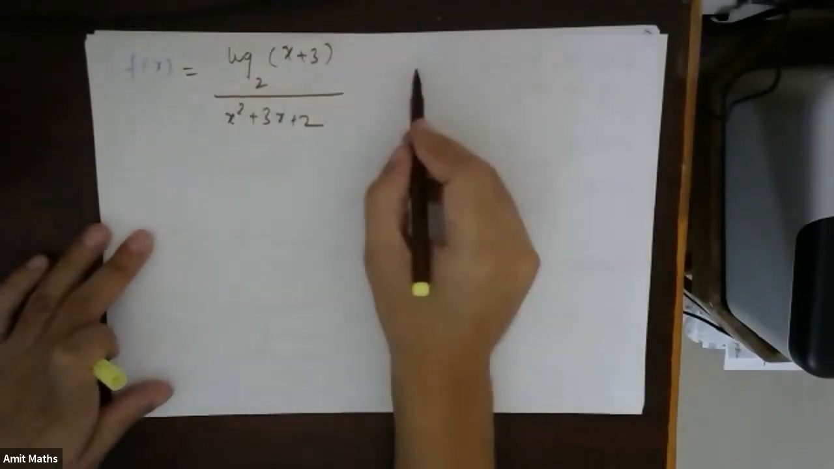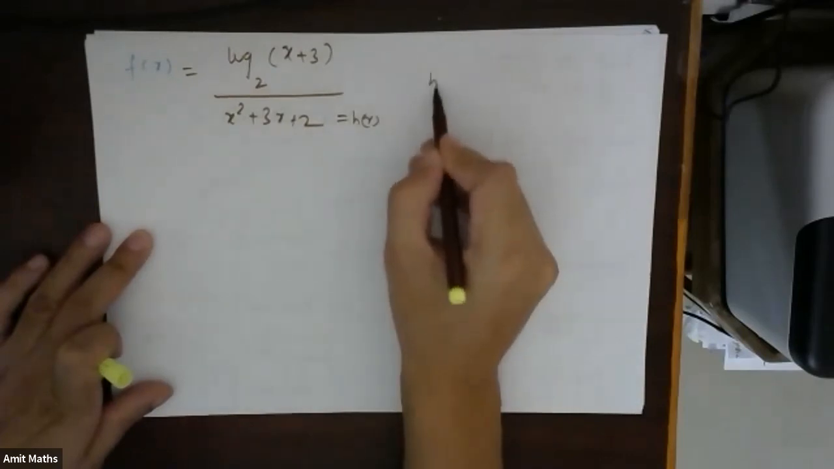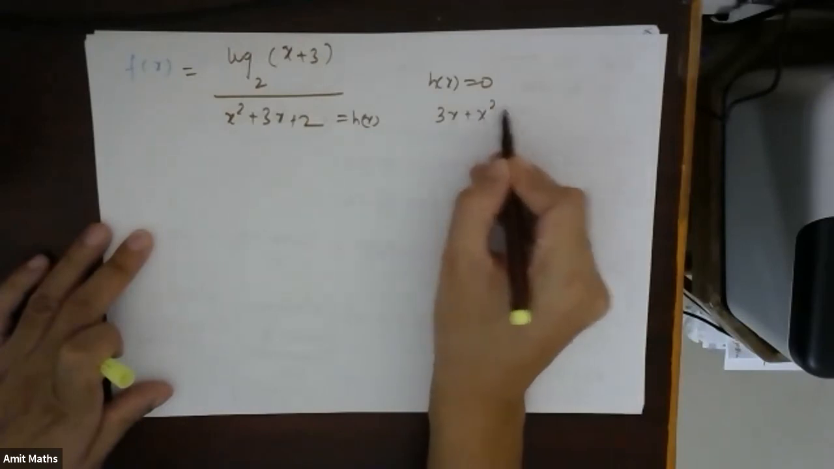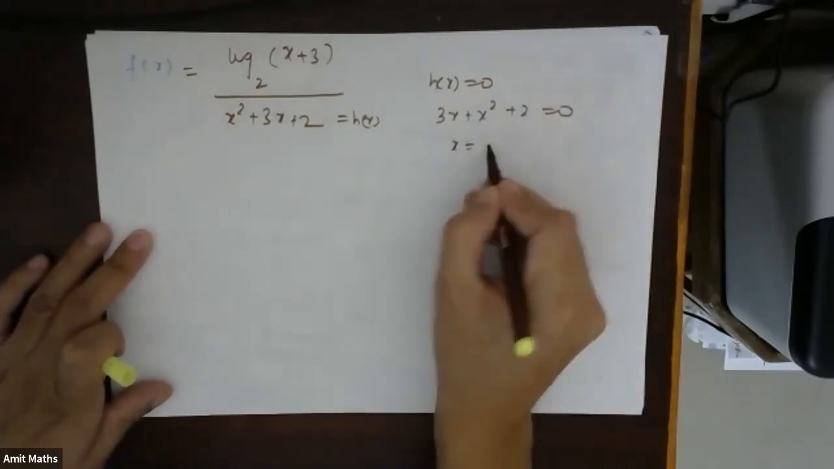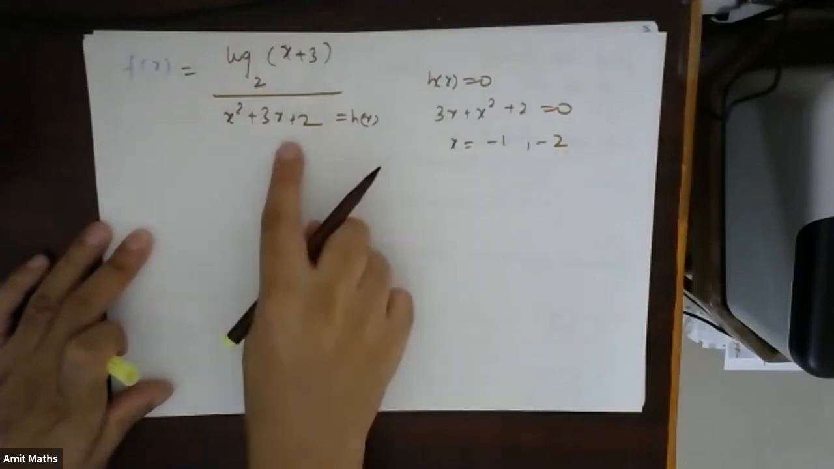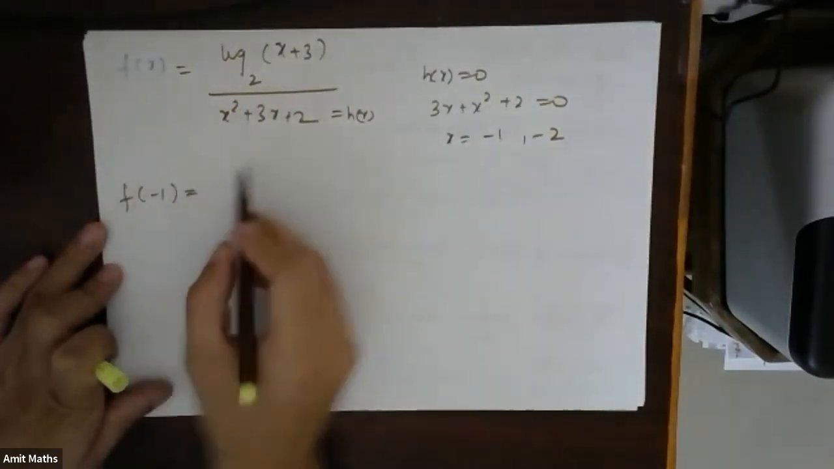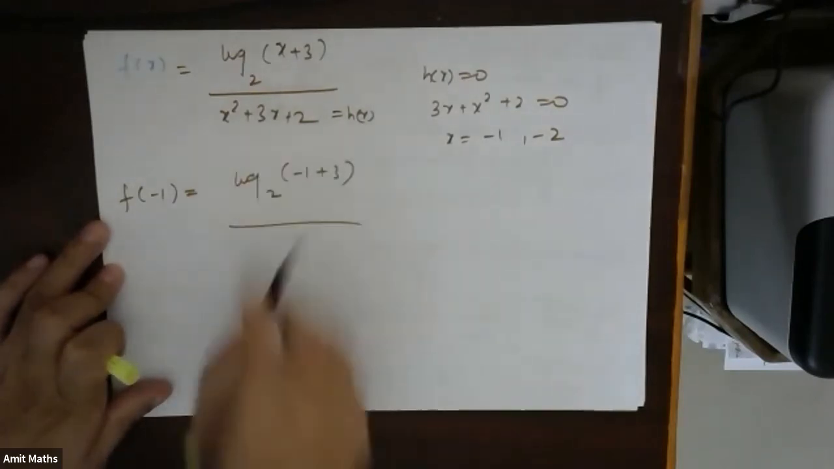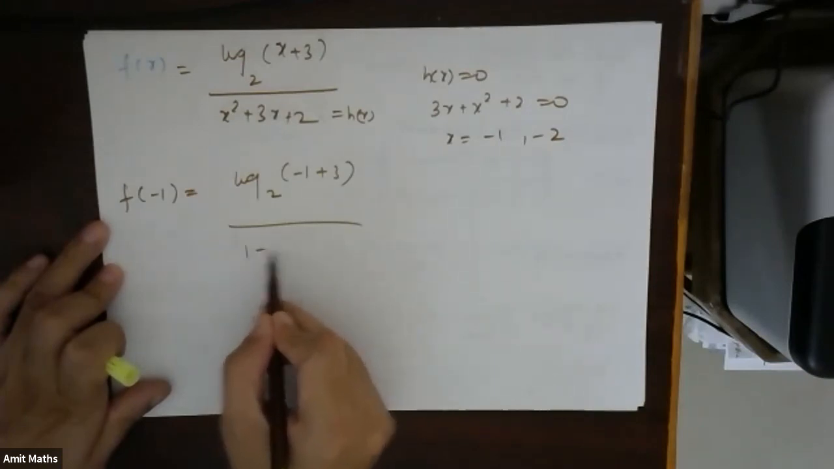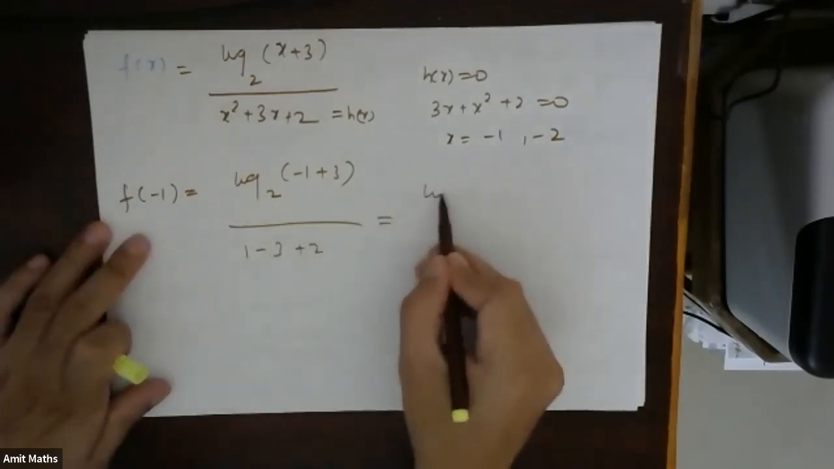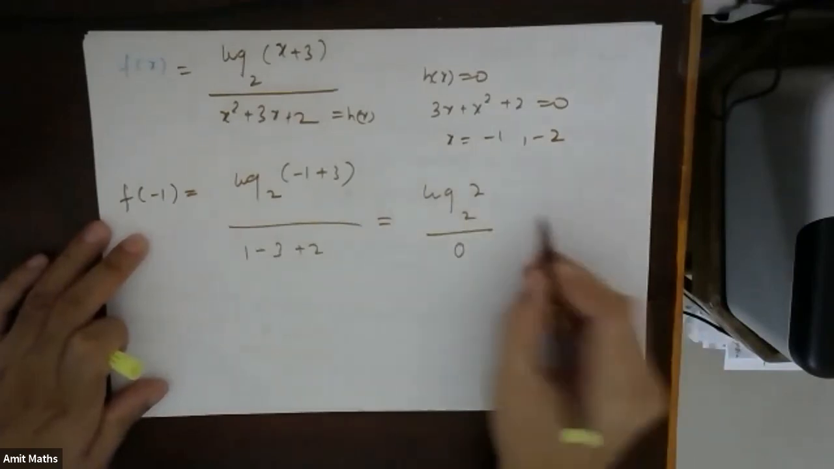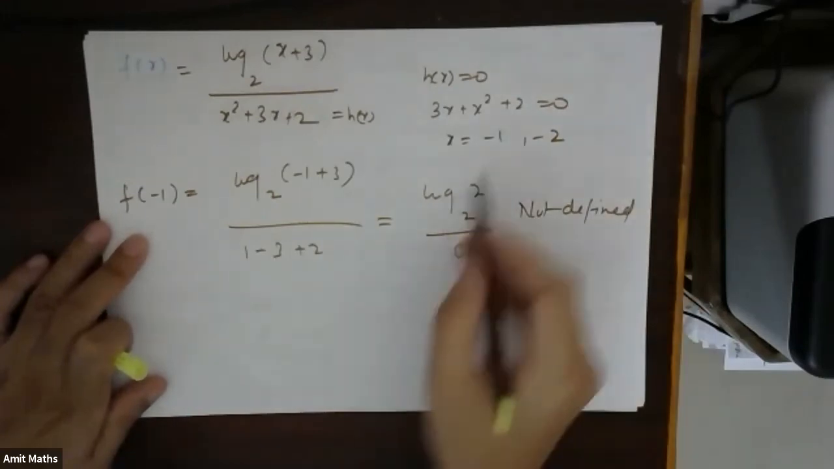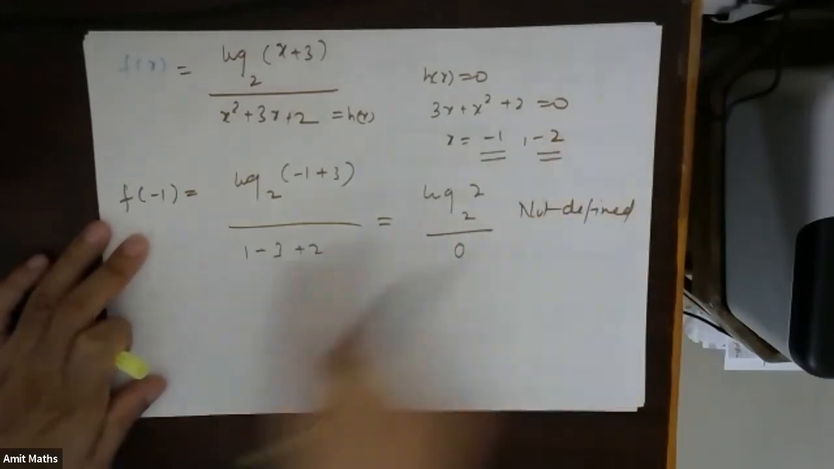Now see, this I have taken as h of x. So when h of x is equal to 0, that means x square plus 3x plus 2 is equal to 0. This will give me x equals minus 1 and minus 2. When I substitute minus 1 in this, I will get log base 2 of minus 1 plus 3, and in the denominator I will get 1 minus 3 plus 2. So this will become log 2 base 2 upon 0. But is this defined? This is not defined. Hence, minus 1 and minus 2. Similarly, I will get for minus 2.